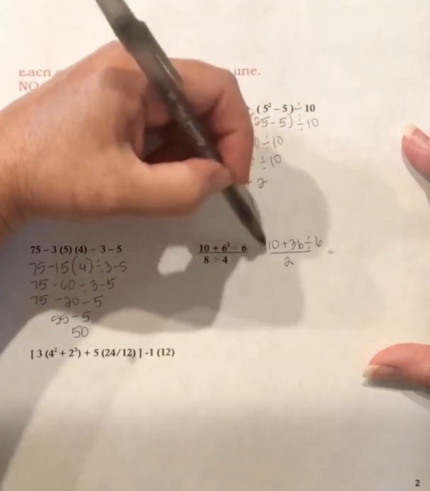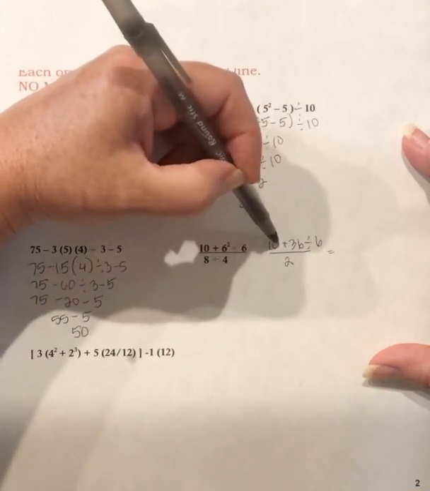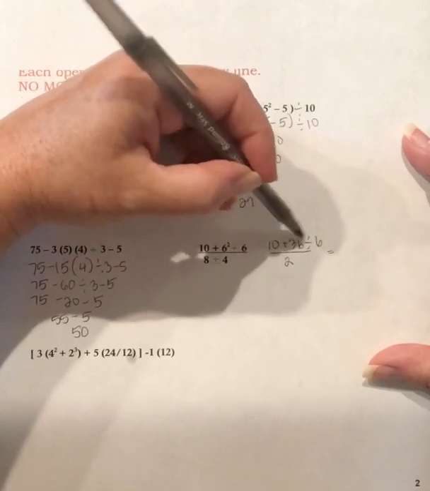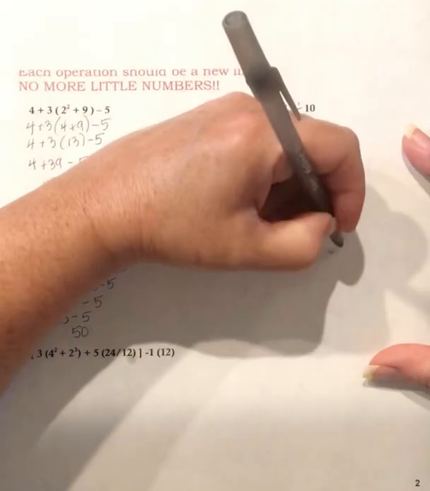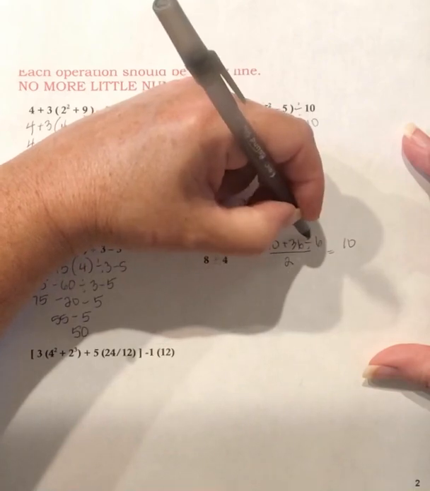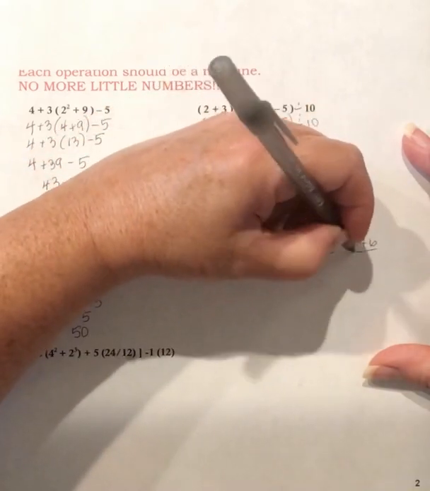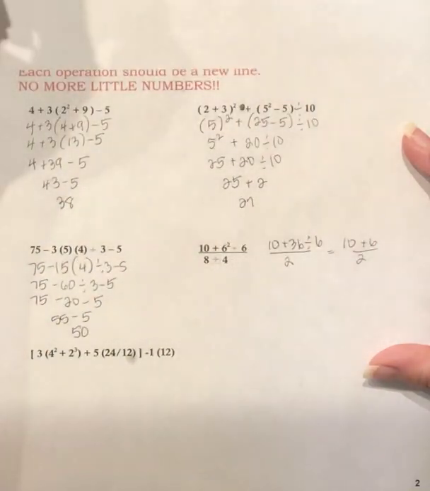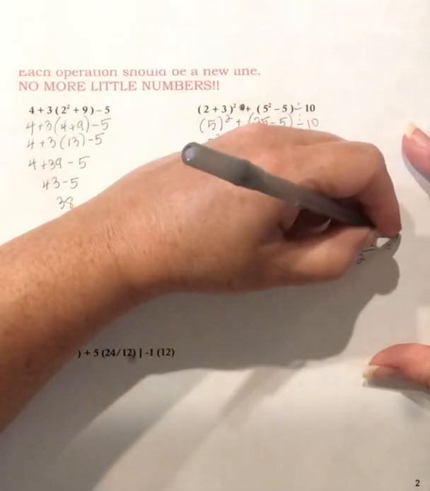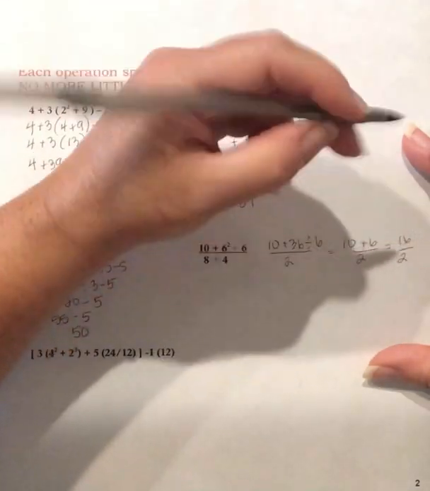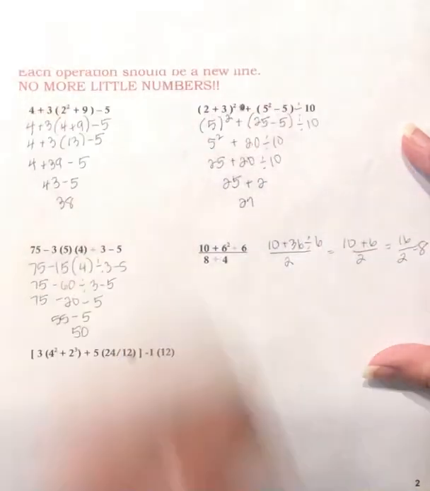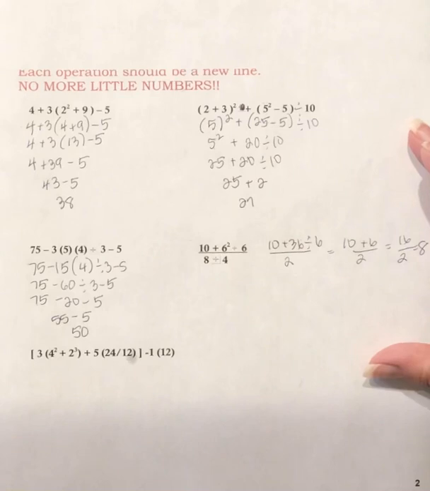So again, I can't do this 10 plus 36 first. I have to skip over this addition to get to the division. So 36 divided by 6 is 6. And then 10 plus 6 is 16 over 2. So my answer is 8. Again, I simplified the numerator first, simplified the denominator, then did a division problem at the very end.